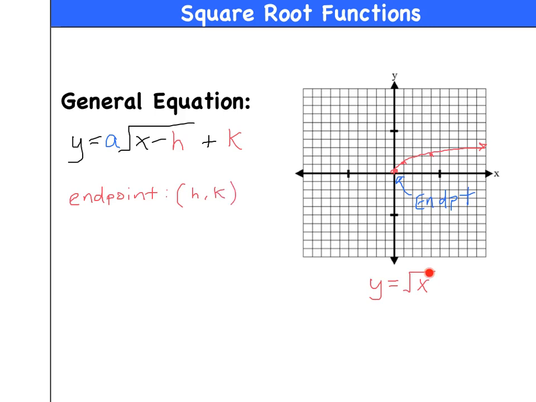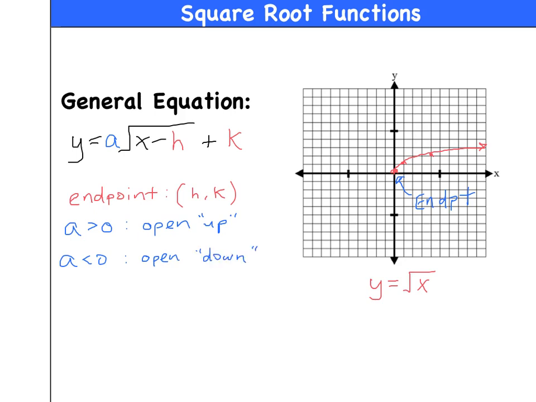If we were to look at our parent function over here, notice that there is no h and there is no k. Our endpoint is (0, 0). Okay, now when a is bigger than 0, we can say that the graph is going to open up. Okay, and we say up in parentheses because it doesn't just go straight up, it curves out. If a is less than 0, it's going to reflect about the x-axis, so it's going to open down.